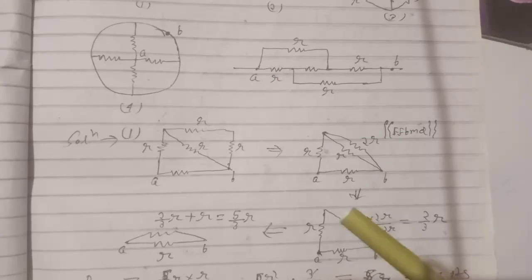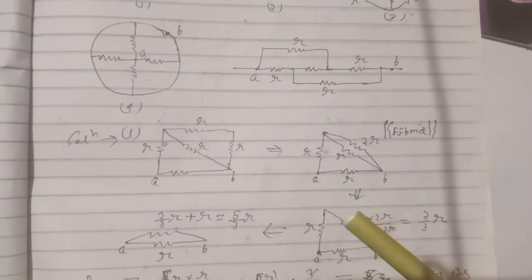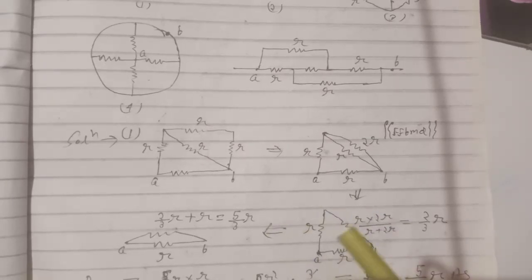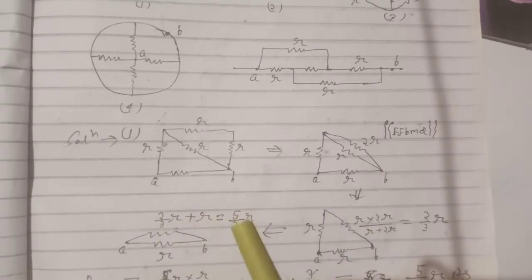Now here this will be single, so now this and this will be in series, so this will add up. So here now, these two will be replaced by an equivalent single resistance. Here we have replaced it, and here it is shown. That is because these are in series, so 3 by 2 R plus R equals 5 by 2 R.